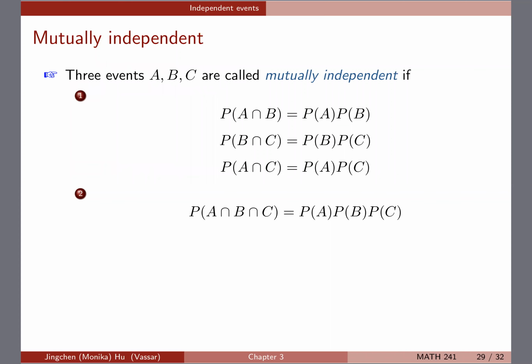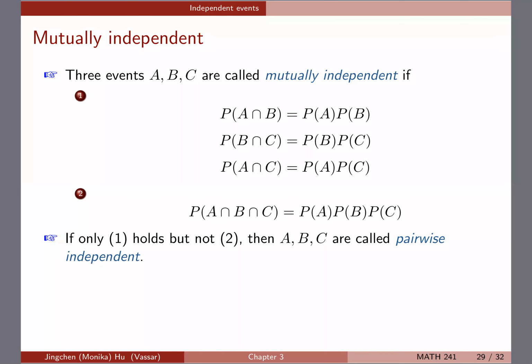Also, we want to cover mutually independent. That's when you're talking about more than two events. So three events, A, B, C, are called mutually independent if you can look at any pair of the three, and each pair is independent of each other. That's the first condition. The second one is that when you're looking at the joint event of A and B and C, you can break it down into the probability of A times B times C. Only if both of these two conditions are satisfied are A, B, C mutually independent.